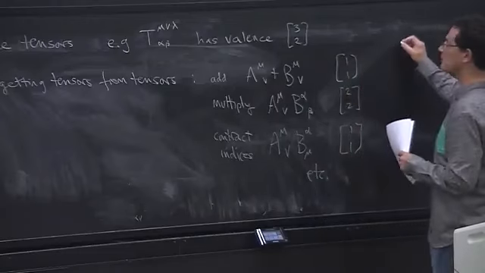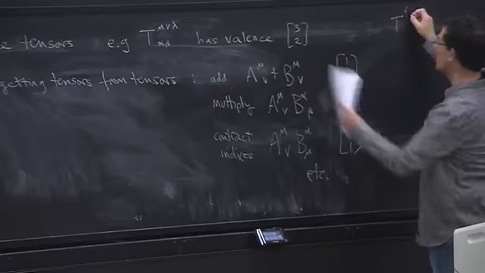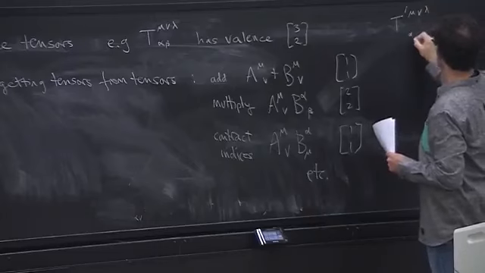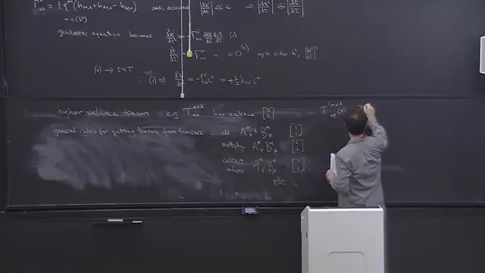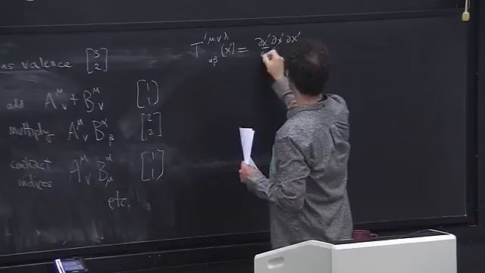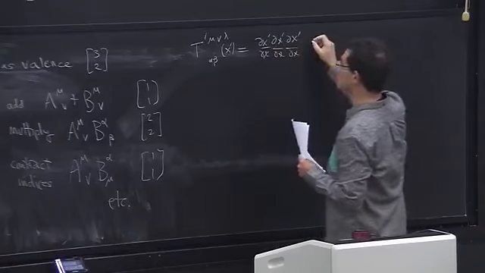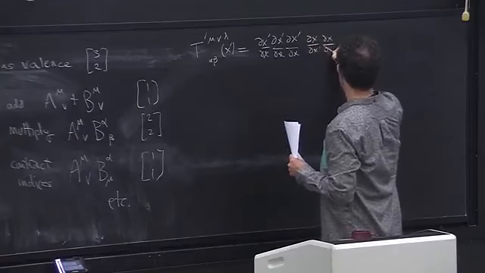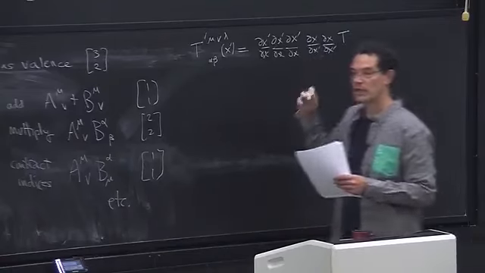Okay, and the basic property of a tensor is just that it transforms according to the transformation matrices, right? So T prime of x prime would be dx prime, dx prime, dx prime, dx, dx, dx for the upper indices, and then dx, dx prime, dx, dx prime for the lower indices times T, and I won't bother filling in all the indices.